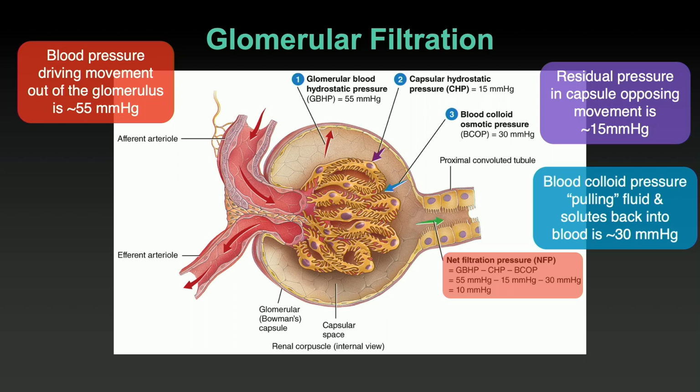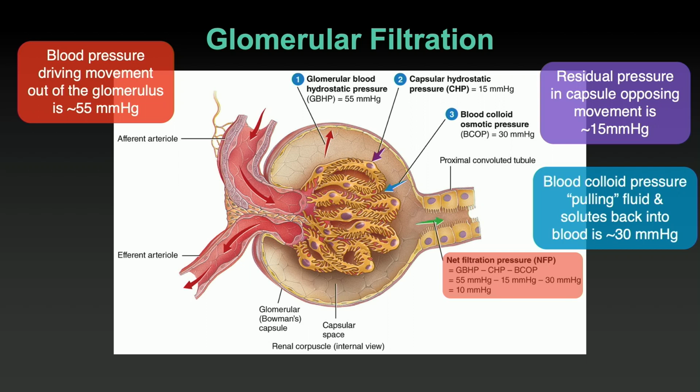That says there is a gradient. From high to low, fluid and small molecules move out of the arterioles and into the capsule because this number is positive. The opposition is not big enough to override pressure in the glomerulus.